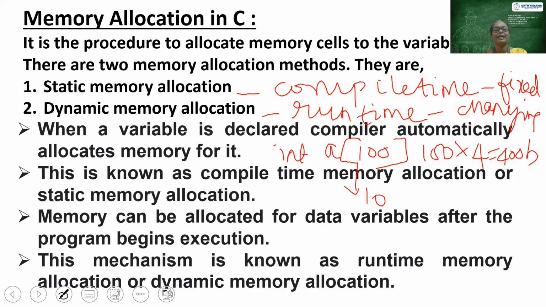But out of those, how many inputs are wasted here? 90 inputs get wasted. When you go with that, 90 into 4, I have not used 360 bytes. I have used only 40 bytes. So you all think it's a single variable, but I'm saying that 360 bytes get wasted.